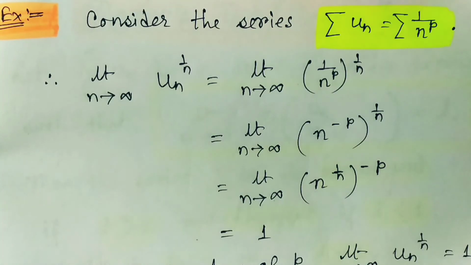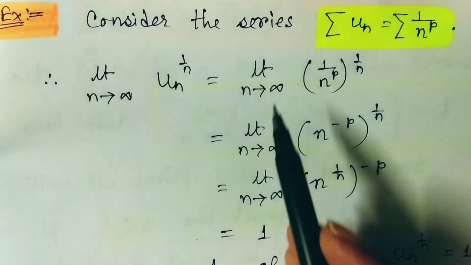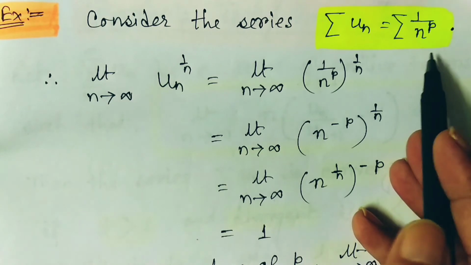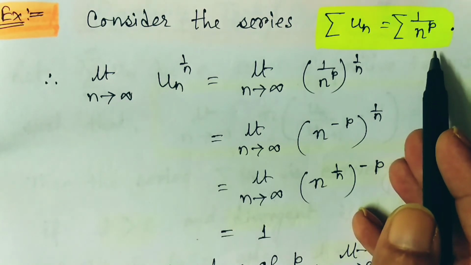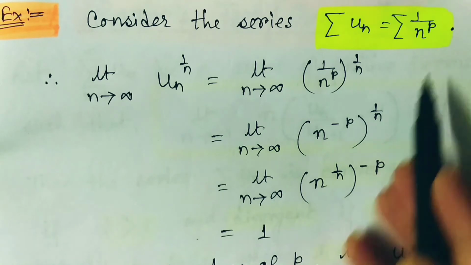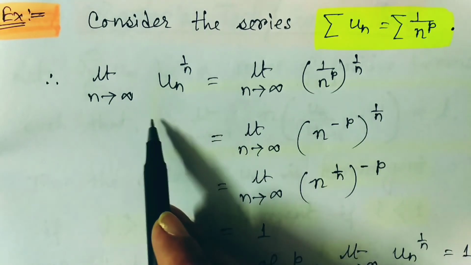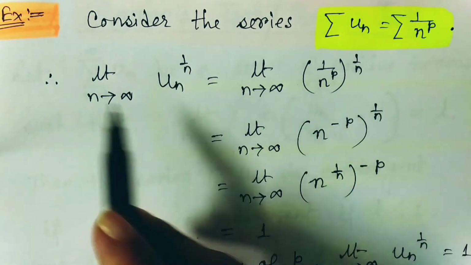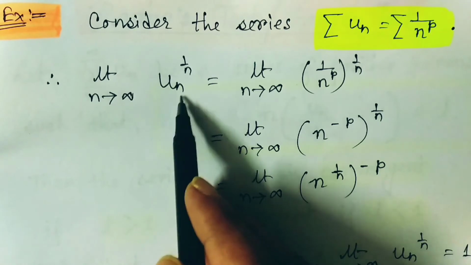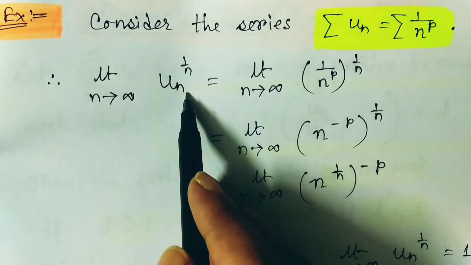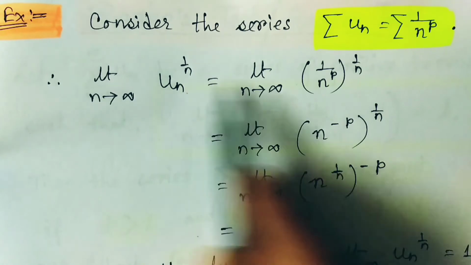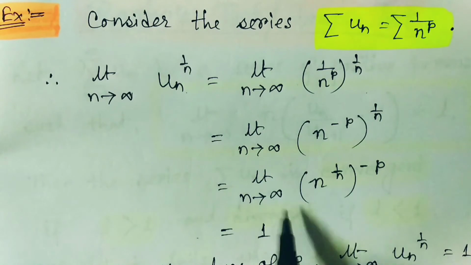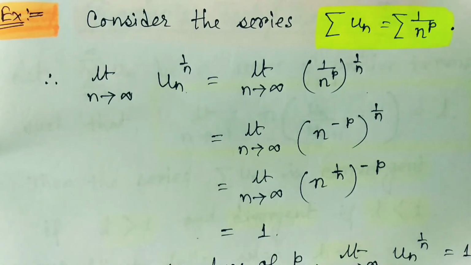So the example is here. Consider the nature of the series 1 by n to the power p. This one is a p series. Again we are dealing with an example where the given series is a p series. Here un is 1 upon n to the power p. For its limiting value, we consider the power as a whole, whatever the un is, to the power 1 upon n. So we write (1 by n to the power p) whole to the power 1 by n. If we simplify, we get the limiting value 1.